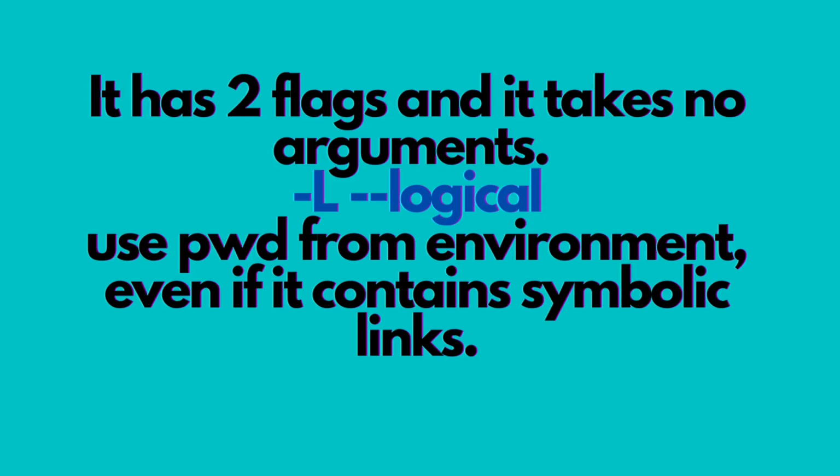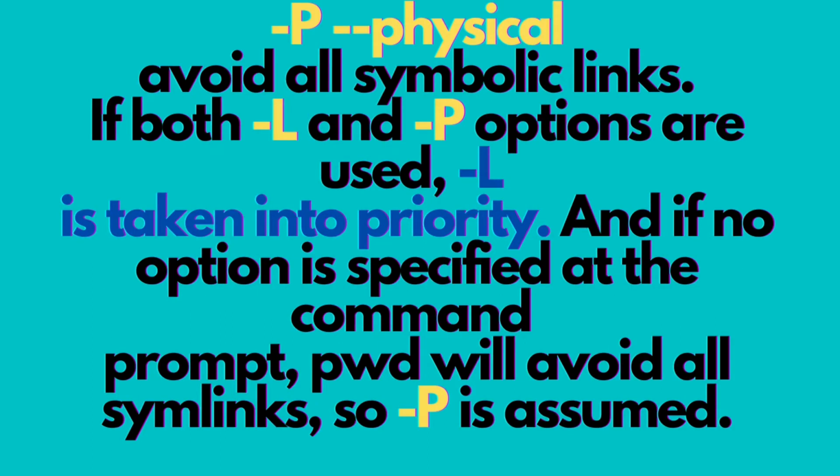The first option that can be used with this command is the -L, which stands for logical, and this option uses pwd from the environment even if it contains symbolic links. And then the second flag is the -P, which stands for physical, and when you use this option, the pwd command avoids all symbolic links. If both L and P are used, the L option is taken into priority, and if no option is specified at the command prompt, pwd will avoid all symbolic links, and so P is assumed.